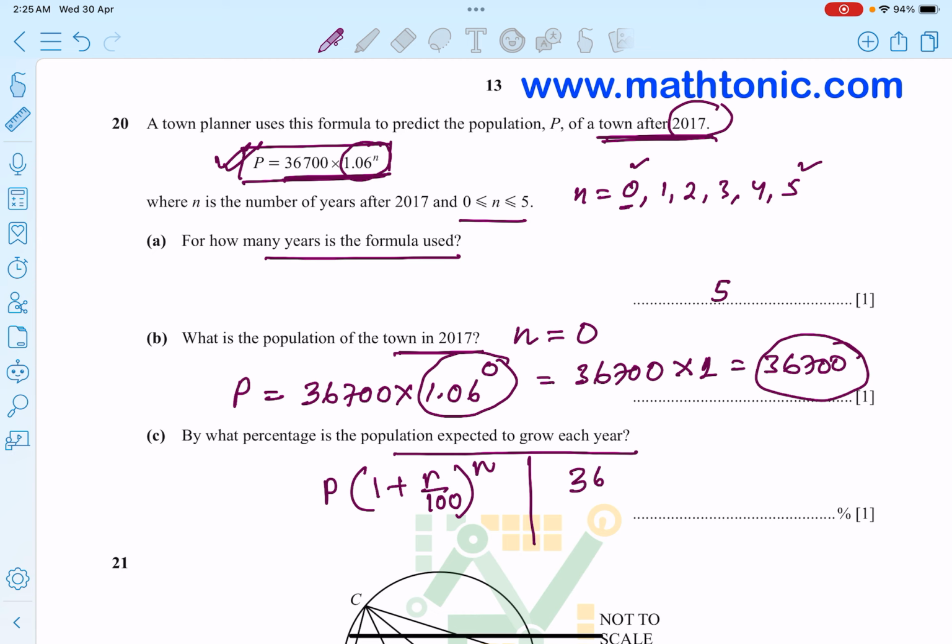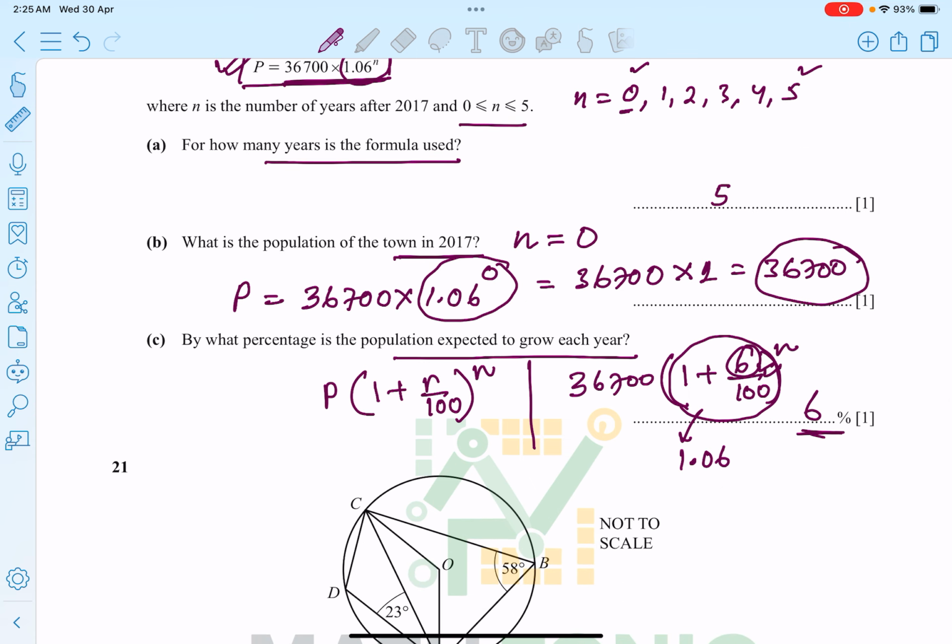36,700 times 1 plus, if you see this, 6 over 100 to the power n. So 1 plus 6 over 100 gives you 1.06. Tell me, what percentage increase? 6%. That is called R, the rate of increase. So this answer should be 6%. So 6% increase, expected to grow each year.